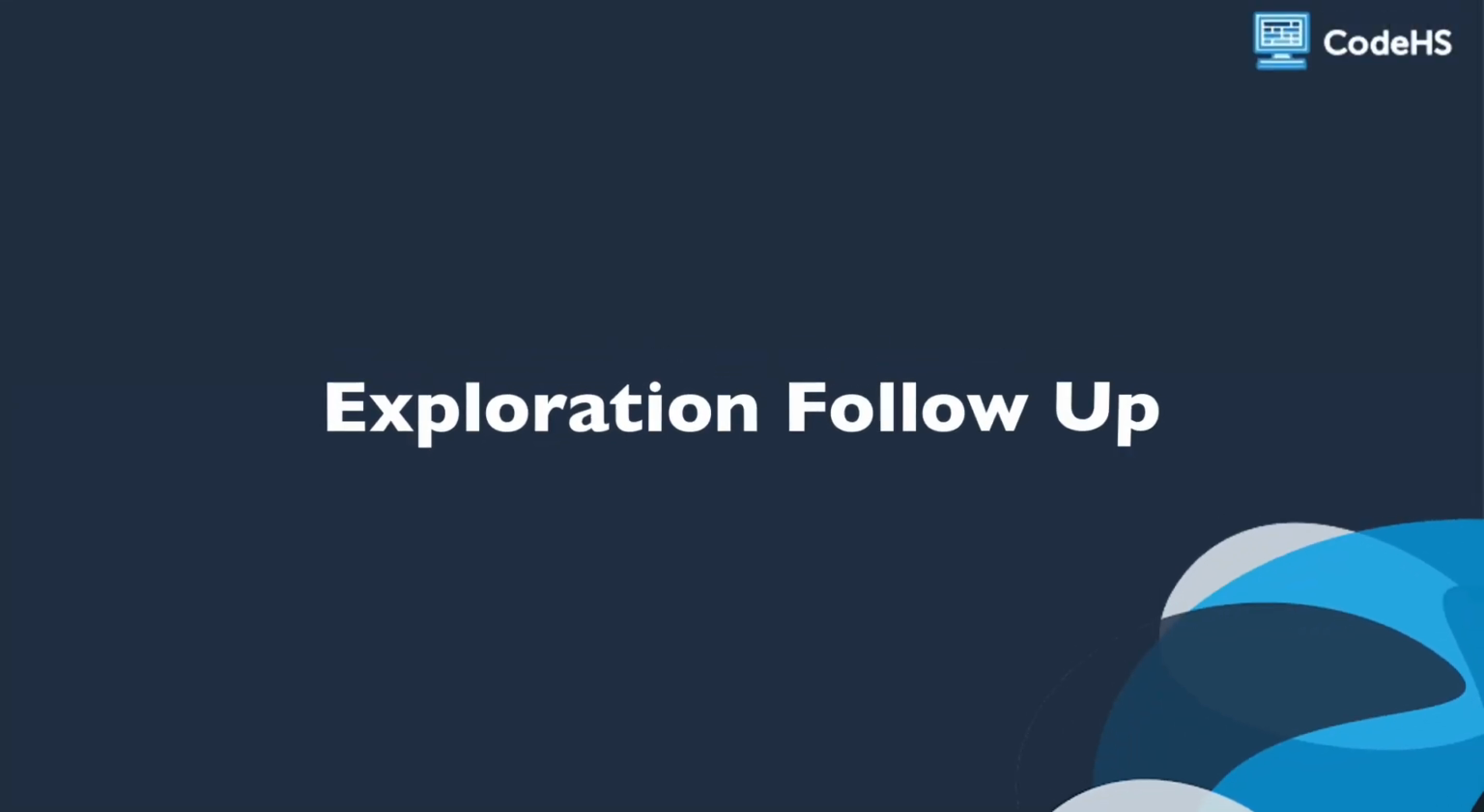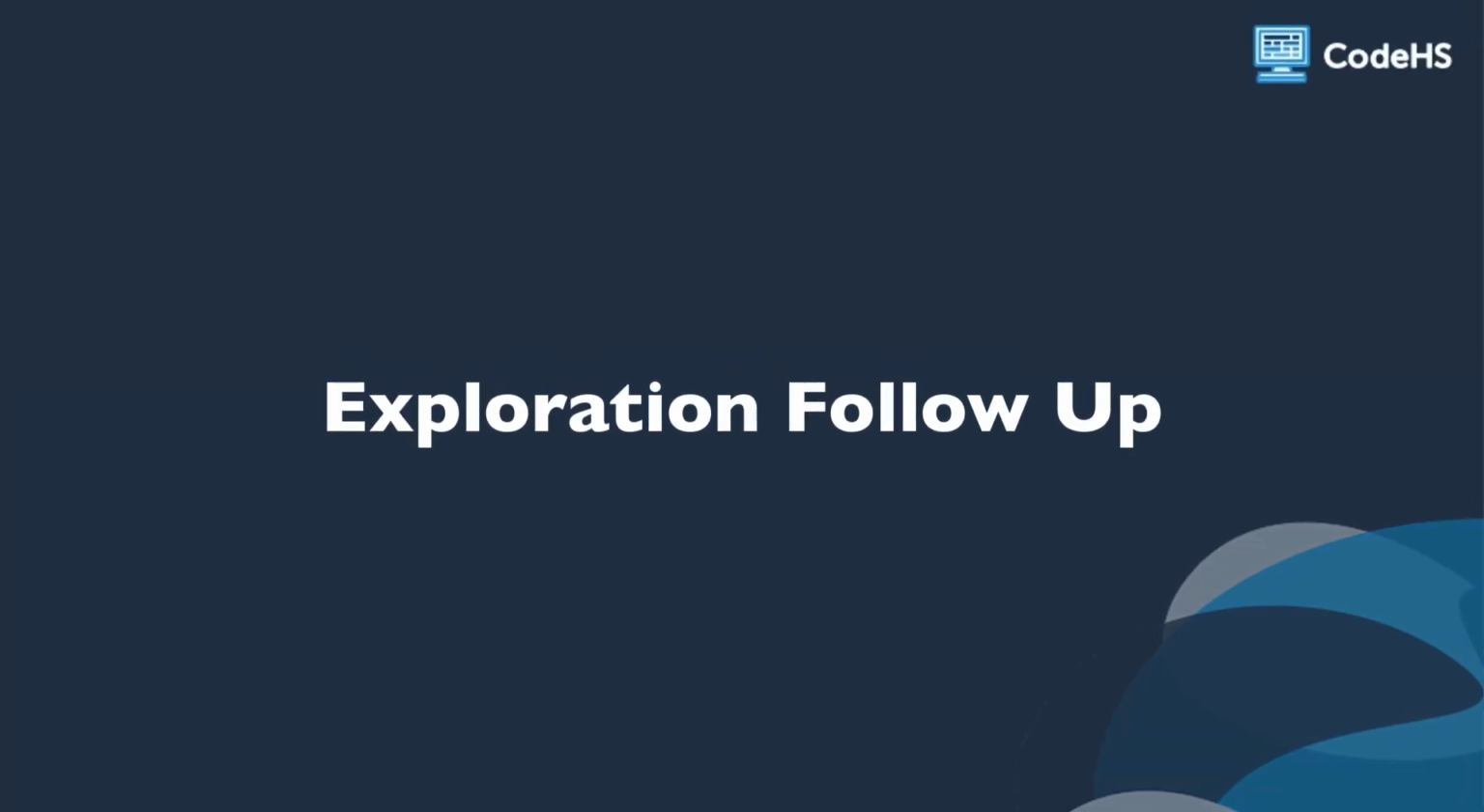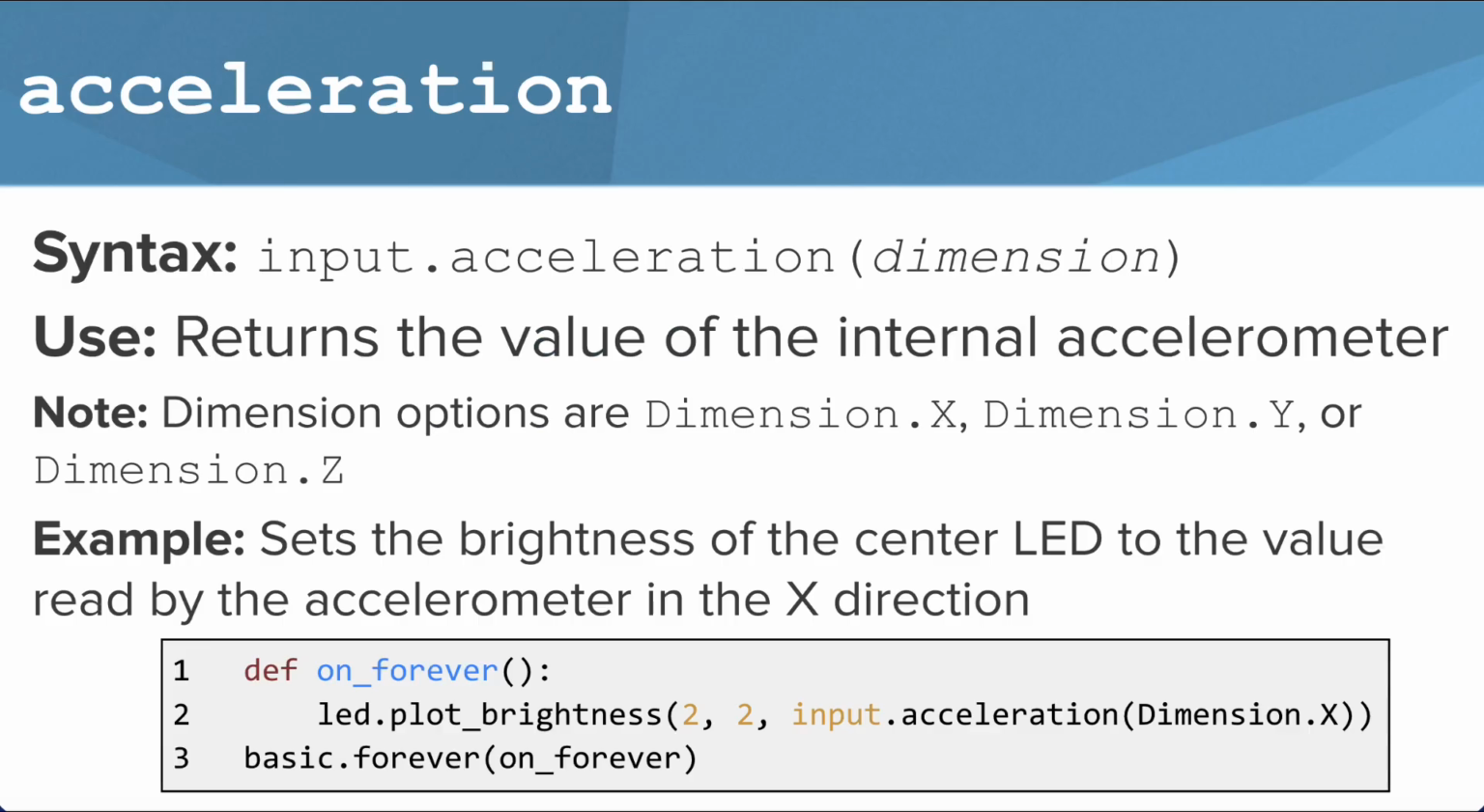Hi, you just completed an exploration where you used an accelerometer to control your micro:bit. Let's summarize what you learned. We learned how to use the acceleration sensor, which returns the value of the accelerometer in one of three dimensions: x, y, or z. Dimension x corresponds to a tilt of the device left or right. Dimension y corresponds to a tilt forwards and backwards, and dimension z corresponds to a tilt up or down.